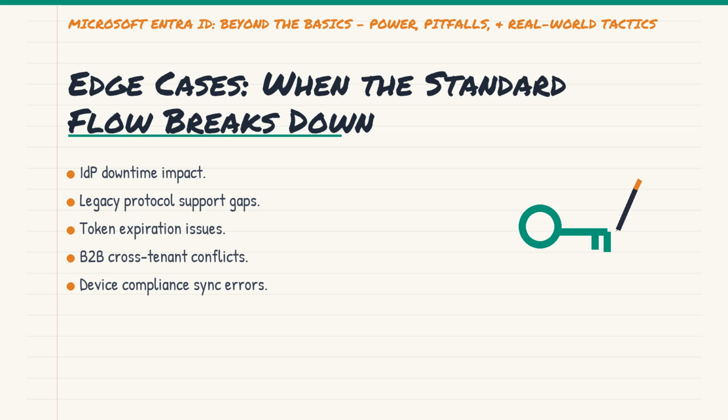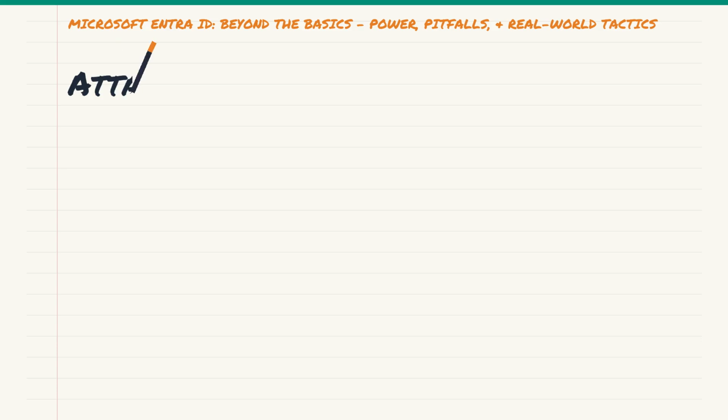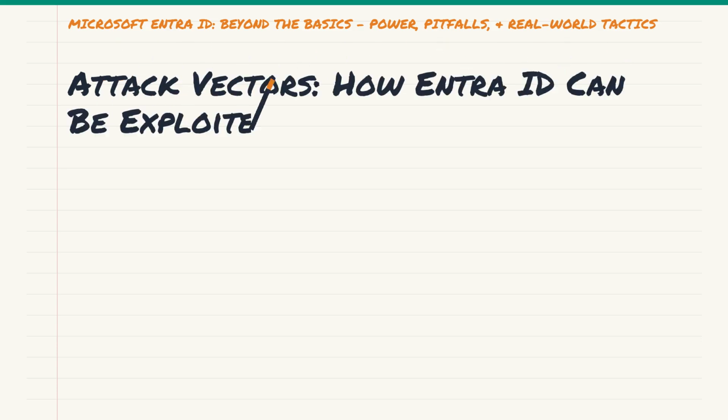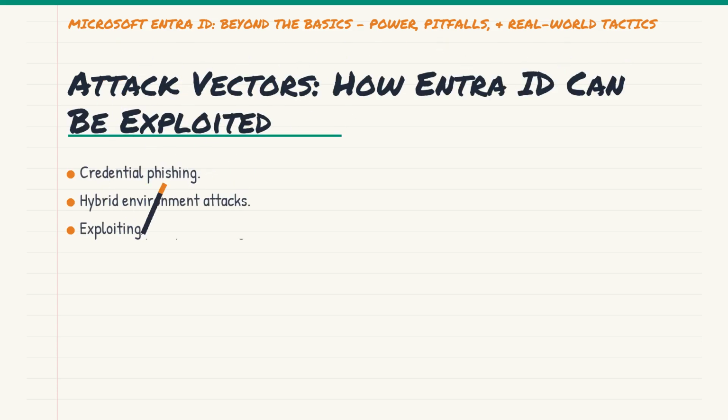Device compliance states not syncing correctly can cause conditional access policies to fail. These are the situations that separate the beginners from the pros. Knowing how to debug these non-standard scenarios requires a deeper understanding of the underlying protocols and how Entra ID interacts with them. Even with its robust features, Entra ID isn't immune to attacks.